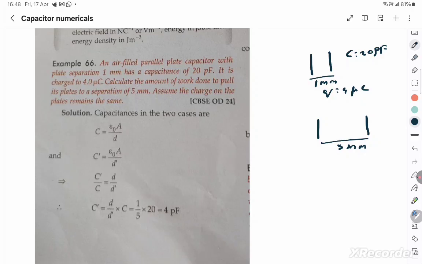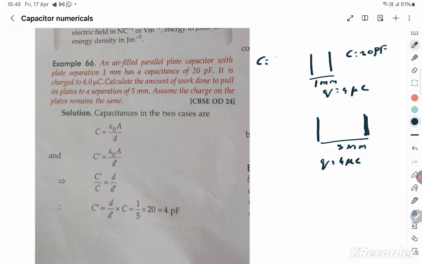This is what I was telling. Here they are not talking about any voltage. So when there is no voltage, it's an already charged capacitor, and you're moving the plates apart, it will not affect your charge. Be very clear, the charge will remain the same. Even here it's 4 microcoulomb only. Only the capacitance will change.